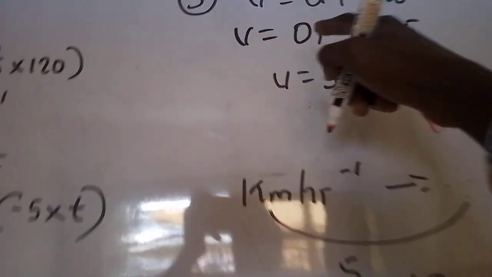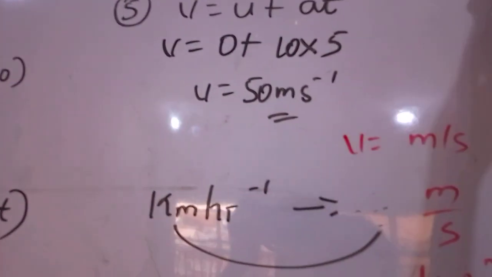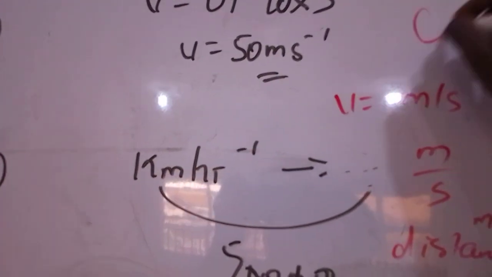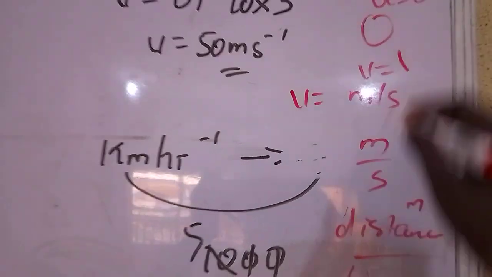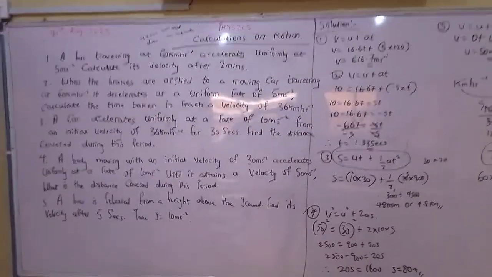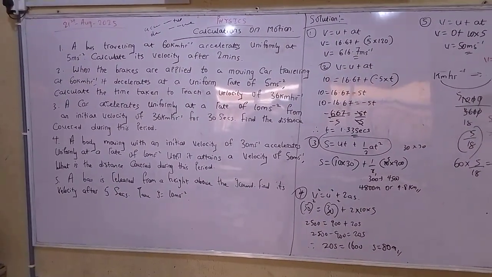So for number 5, you take your u to be 0. Remember that u means initial velocity, initial speed. When I drop a ball down, the initial speed, my u, is taken to be 0, while my v is the final velocity. I'll use a minute or two to pause on the questions and the solutions for us to grasp it properly.